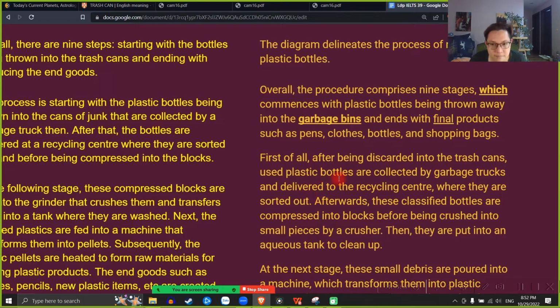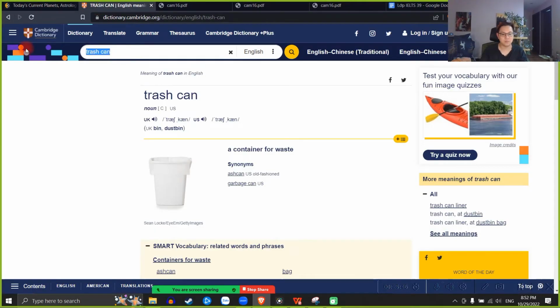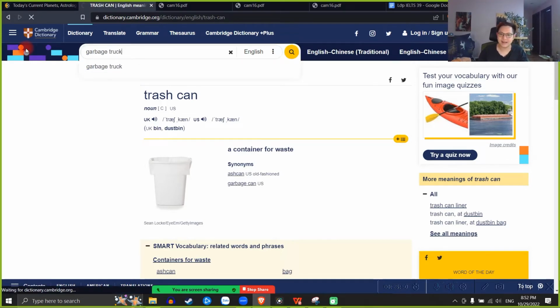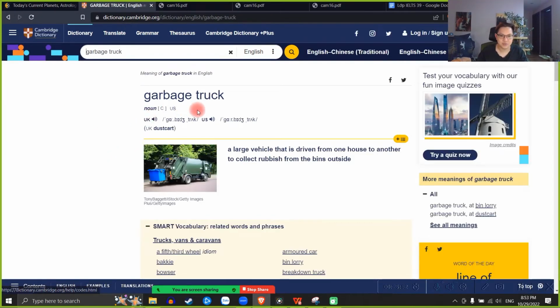Use plastic bottles are collected by garbage truck. Is it called garbage trucks? I have to check this word. Cái chữ xe rác. Yeah, garbage truck. Okay, in UK we call dust cart. US garbage truck.